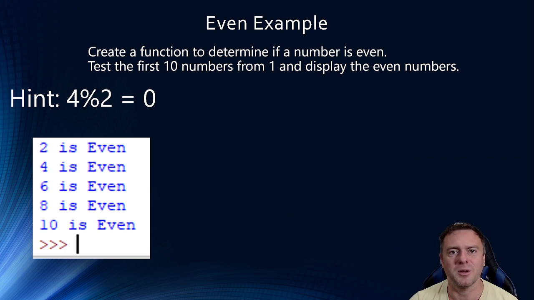So coming back to the even example, now this should make a little bit more sense when we try and build it. So we're going to try and build something that's going to test the function to determine if the number is even, and then test the first 10 numbers from 1 and display the even numbers that occur. So remember, if we do 4 mod 2, that should give us 0. So if it's even, it should be equal to 0. If it's odd, it should then give you a false.